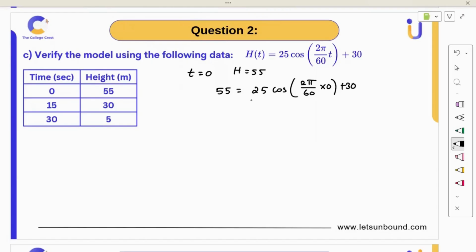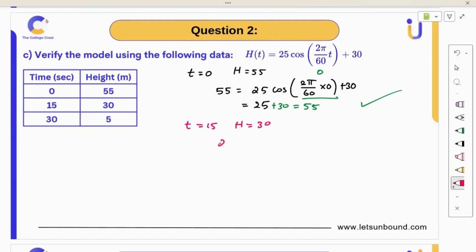Okay, so let me solve this. 25 cos 0 is 1, right? So this entirely will become 0, and cos 0 is 1, plus 30. This side is also 55. So it's verified. Do the same for t is 15. Your h has to be 30. Let's check.